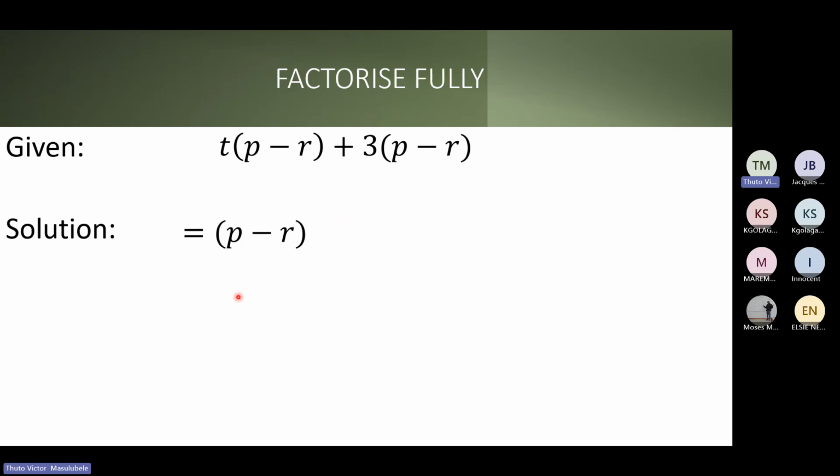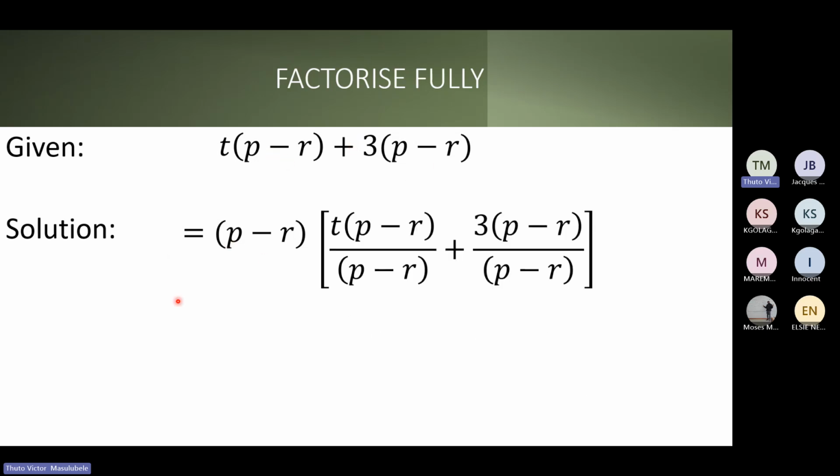And how do we find the expression that remains? Remember, you divide each term by the highest common factor. And as we do that, if we simplify further, p minus r will divide p minus r, we'll be left with t. P minus r will divide p minus r, we'll be left with positive 3.